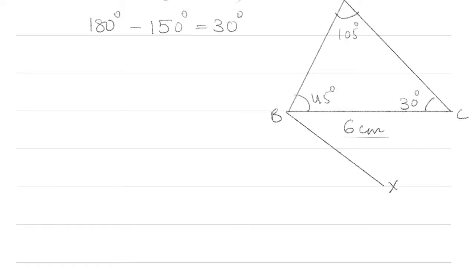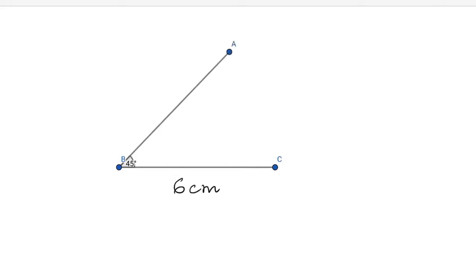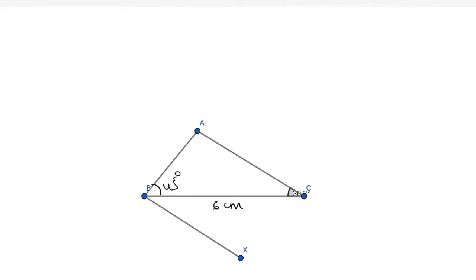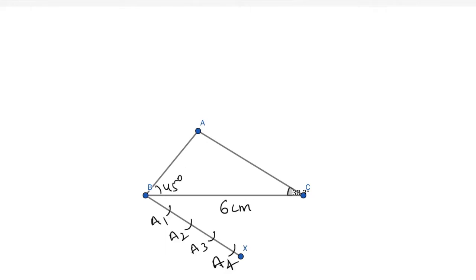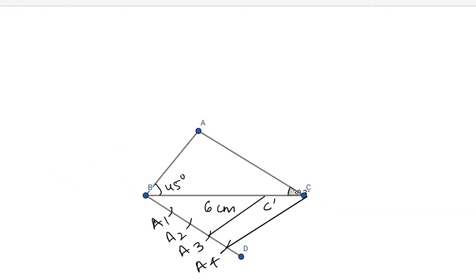Let's start constructing. Let's draw a line BC of 6. Then at B, let's construct a 45 degree angle. Let's construct 30 degrees at C. Then from B, let's draw a line BX. From B, we'll make 4 arcs on BX: A1, A2, A3, A4. Let's join A4 to C.